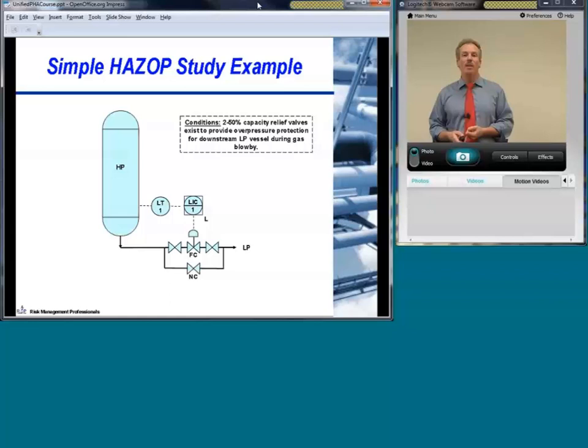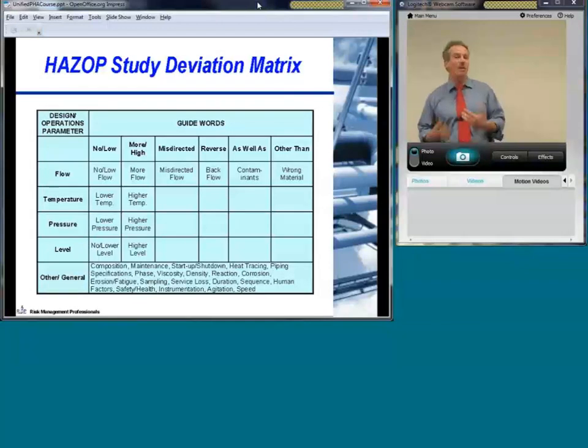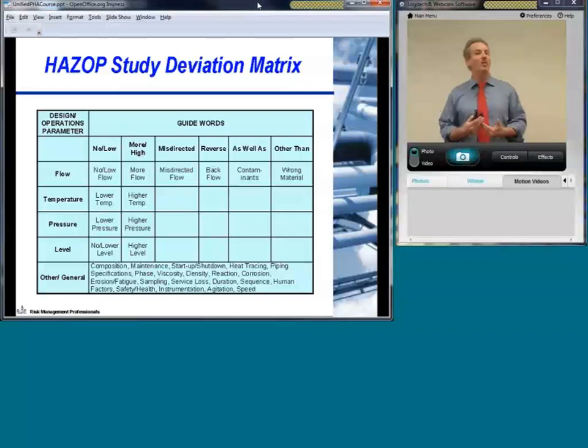The main approach uses a deviation matrix. The idea is to combine guide words and process parameters and look at deviations from normal operation, things like decreases in flow, increases in temperature, decreases in temperature, things that may lead you down a path of having a hazard at the plant site.